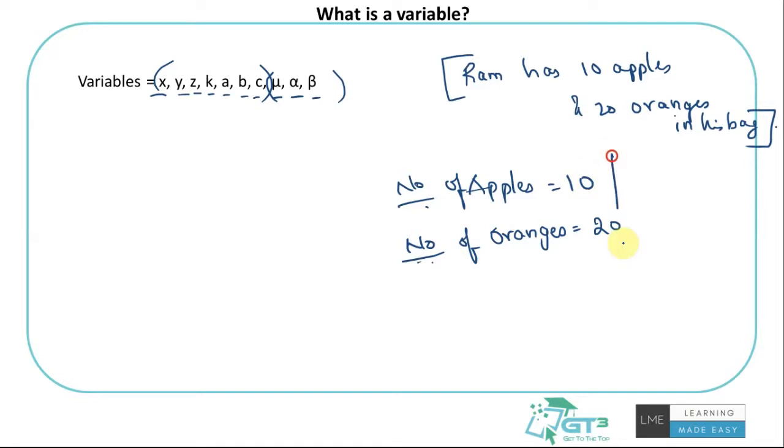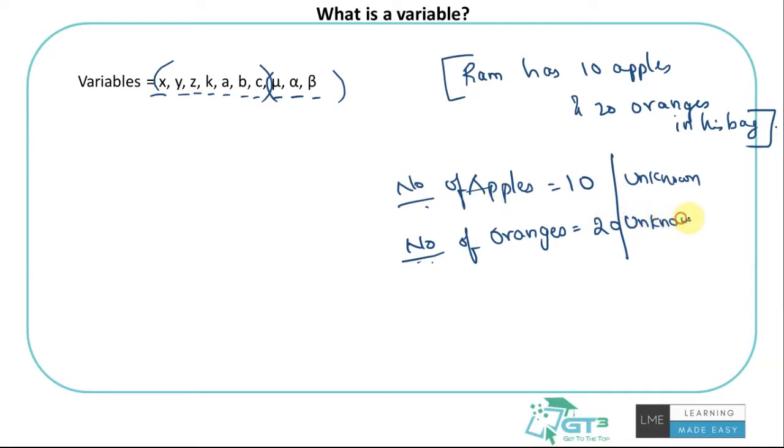Now let's assume the same question is asked. Can you tell me how many apples Ram has? The answer is unknown to me. I don't know, it could be anything. It could be 1, it could be 2, it could be 3. Similarly for oranges also, I don't know.